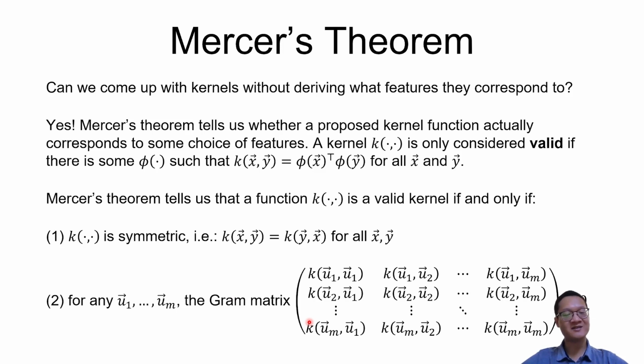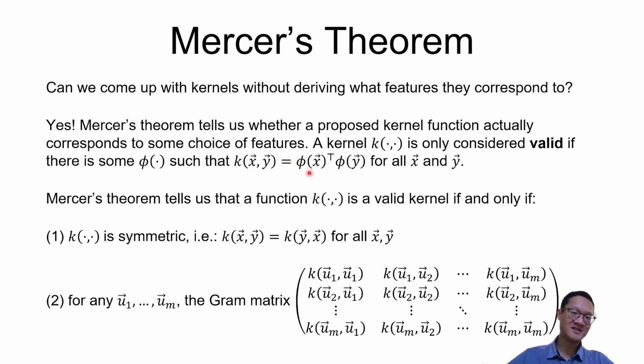So before I mentioned that choosing kernels is equivalent to choosing features, and kernels correspond to features. But can we actually come up with kernels without having to derive what features they correspond to? Meaning that we can just think about a measure for the similarity between x and y, rather than what feature leads to that measure of similarity. It turns out, yes. Through Mercer's theorem, we can propose kernel functions without knowing what the features are. Mercer's theorem basically tells us kernel functions correspond to some choice of features without telling us what choice.